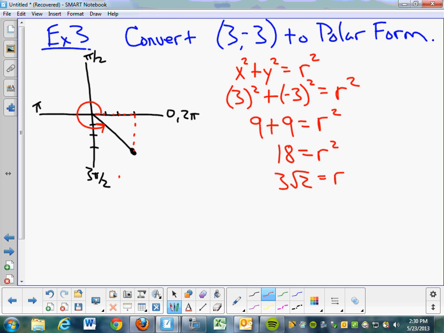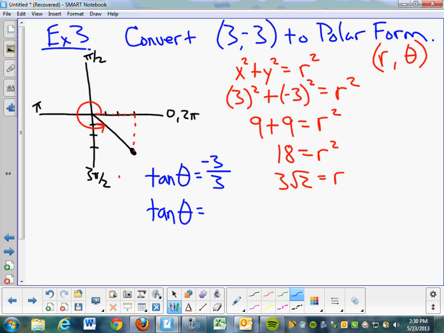So if we want to write it in polar form, we need r, and we need theta. Well, I found r. r is 3 roots of 2. Now I have to find theta. In order to find theta, I set up my second piece. Second piece is tangent of theta. It's equal to y. What is your y value? Negative 3. Divided by x. What's your x value? 3. So tangent of theta equals negative 1.